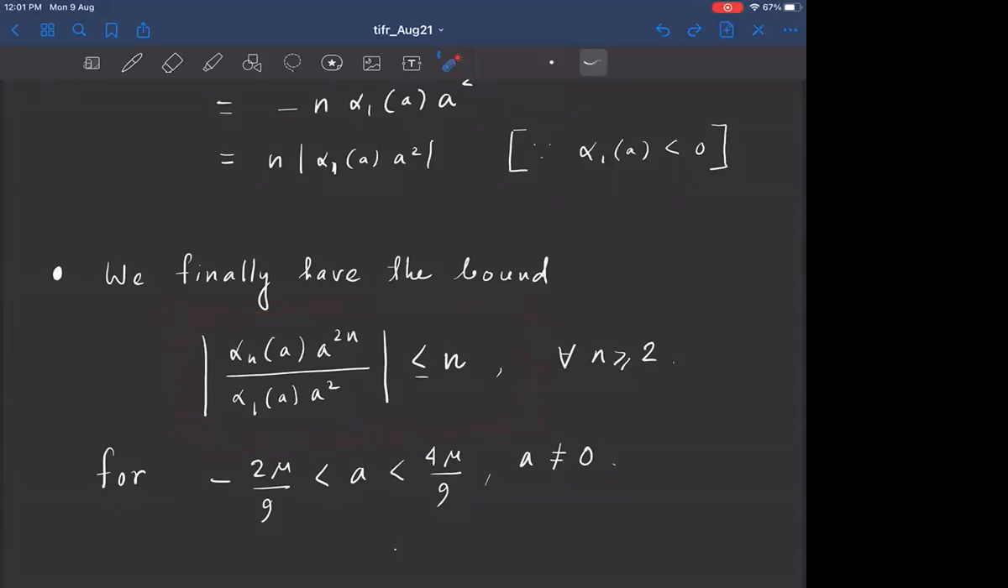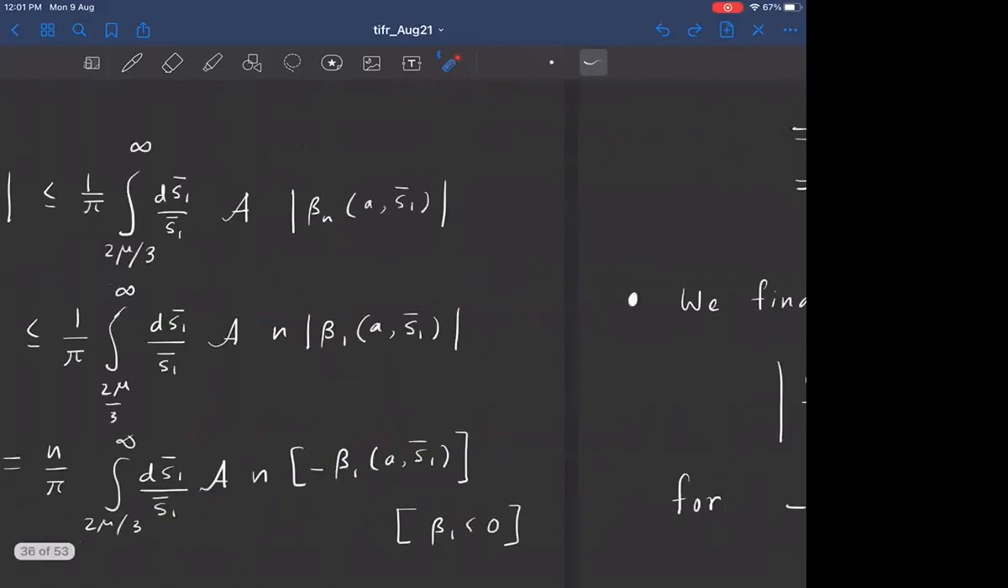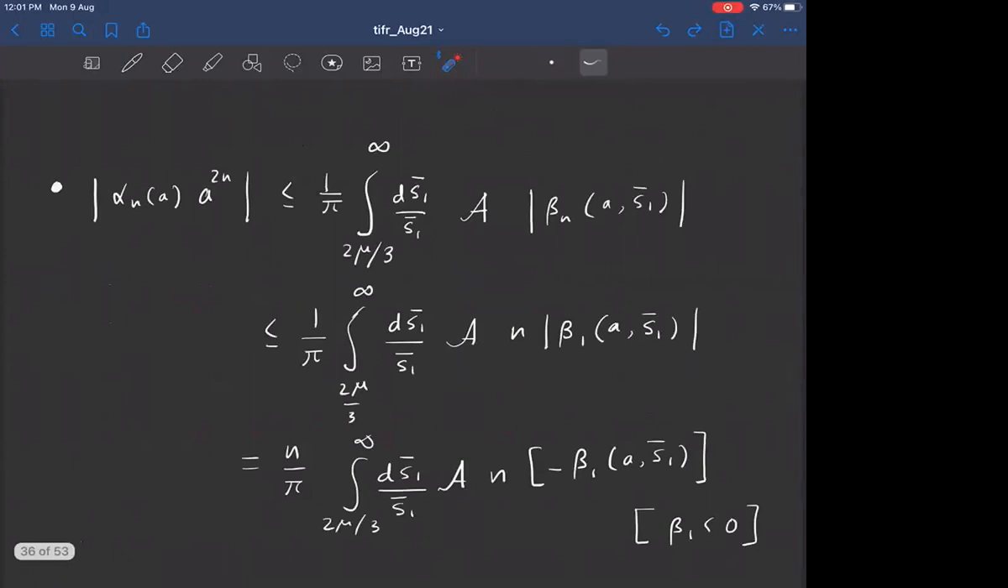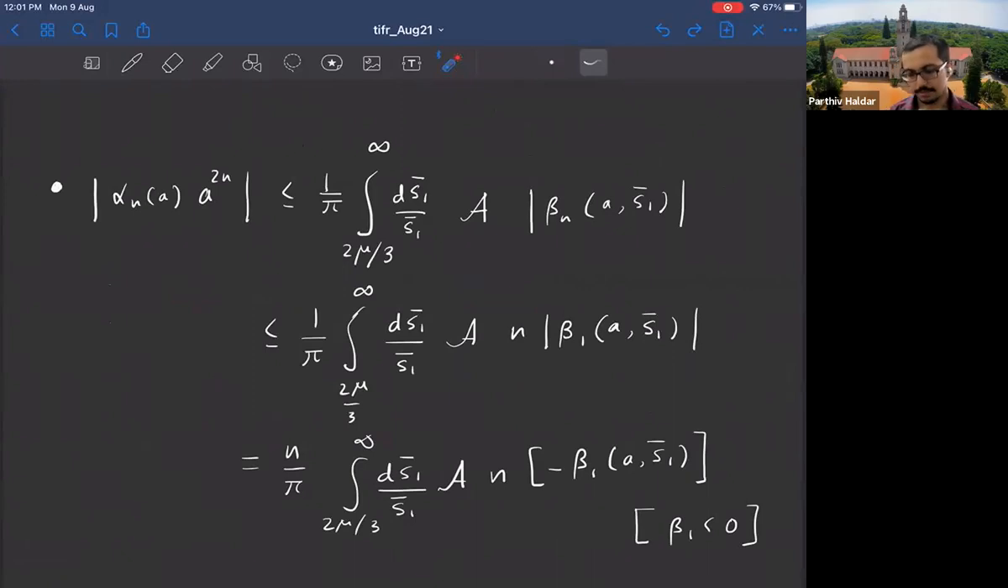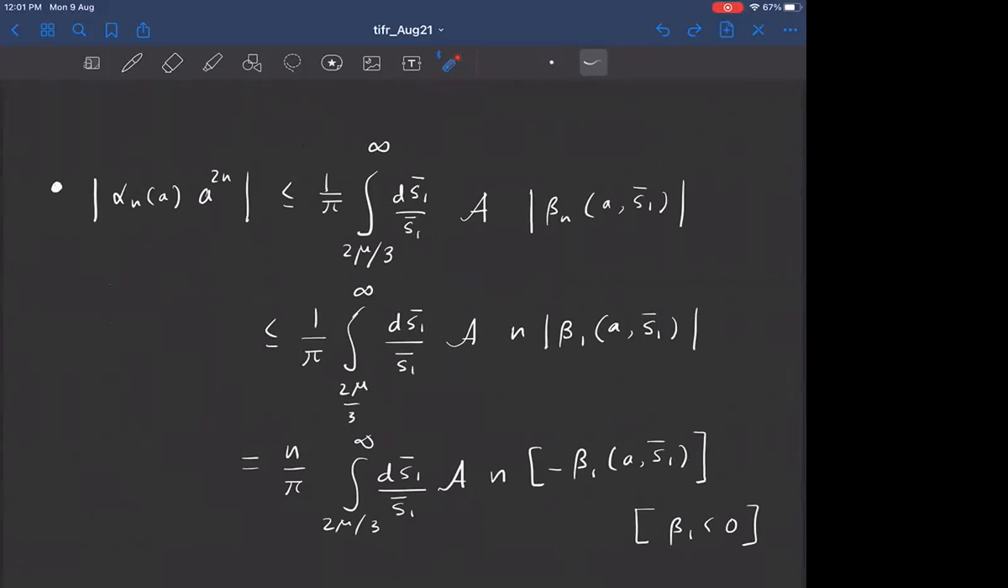Now, one question, Parthiv. Sorry, if you go back to the previous page, here you are using these things on beta n and so on, but you actually know beta n as a function, right? Yes. So why can't you just estimate the integral by the maximum value it takes for a given value of A, and that estimation could be better than this, right? I mean, you cannot get a better estimate than that.